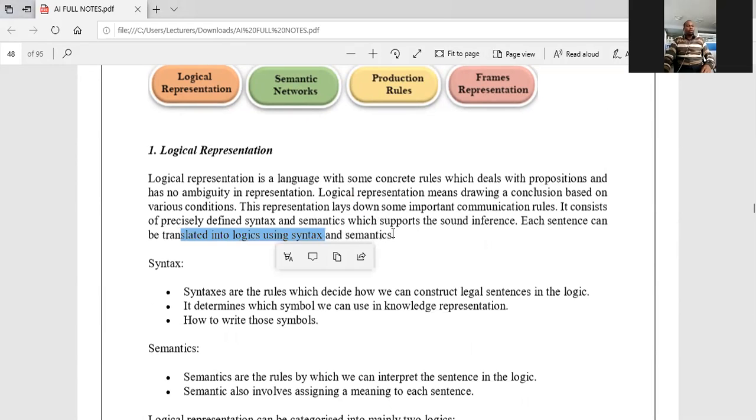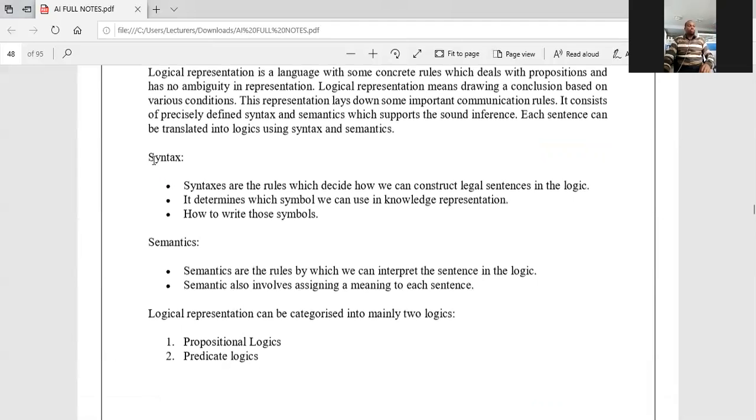Now, basically, rules are logical statements, and those logical statements can be syntax or semantics. Syntax statements or syntax representations, or semantic statements. Now, syntax are basically the rules which decide how we can construct appropriate sentences given a particular situation. So it determines which symbols we can use and also how to write those symbols.